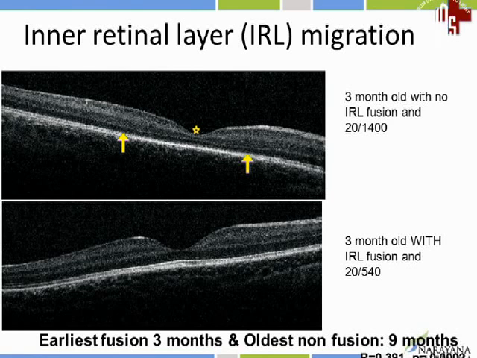So then we did, of course, this was retrospective, and now we're just completing our prospective data. The plus would show you which layer was positively influencing vision, statistically at least. So we found that the inner retinal layer migration, in the same example, has better vision. The earliest we saw this fusion was 3 months, and the oldest case in our cohort, now an 18-month cohort, was 9 months when they did not have fusion and therefore poor vision.